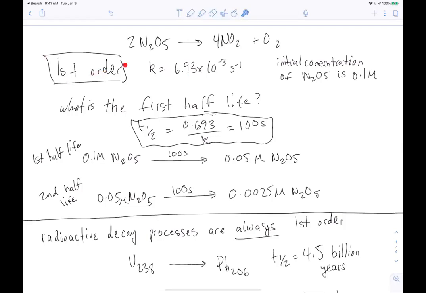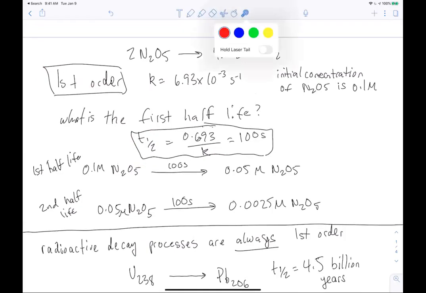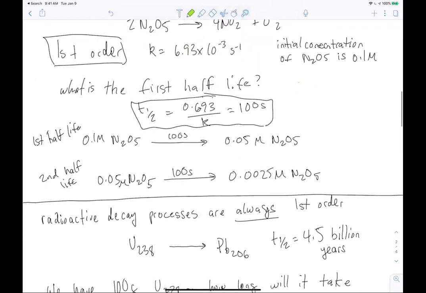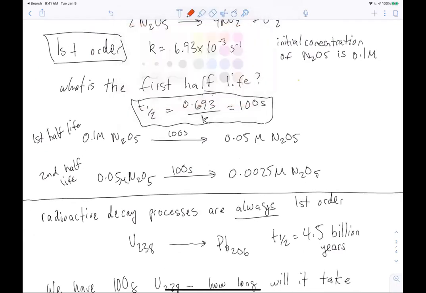Because this is for first order, T1 half doesn't change. That's sort of the whole deal with first order reactions. So if you just forget about the idea of first order and just look at the equation for first order reactions, we have this equation. And so what we see is that we've got K, which is a constant. So obviously that's not going to change.